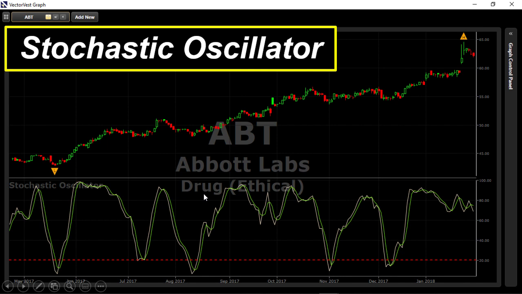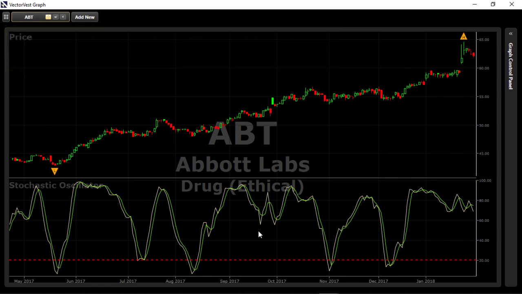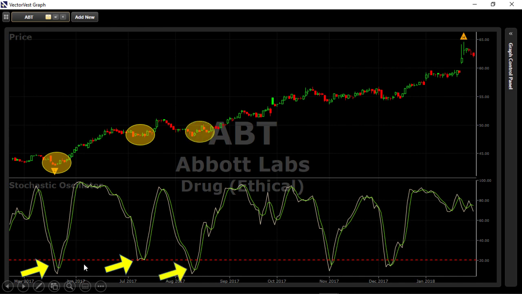Again, if you want to know the calculation of stochastics, please Google it. You'll get all you need to know. And don't let all the squiggly lines here confuse you. It's not confusing. Stochastics oscillates between 0 and 100. Below 20 is considered oversold. Above 80 is considered overbought. I'm only going to focus on the buying opportunities, the oversold opportunities, when stochastics is below 20. Now, would you agree that when the stochastics oscillator goes below 20, we're near a buying opportunity, right?